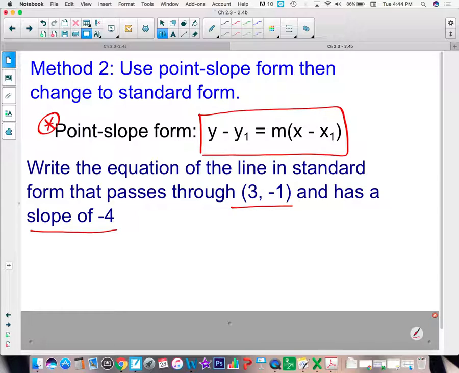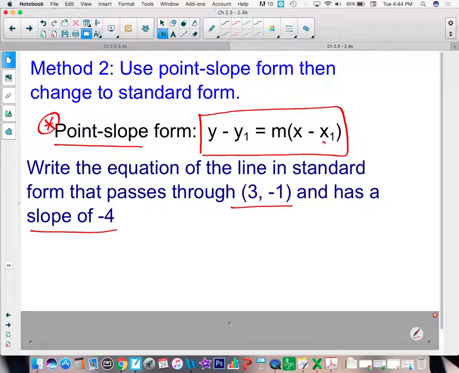So this is probably the easiest way to get an equation of a line, but you have to have one point and you have to have a slope. If you have 2 points, then you can still find a slope, but either way you have to have a slope and a point, hence the name point-slope.